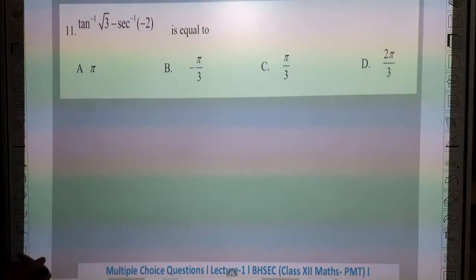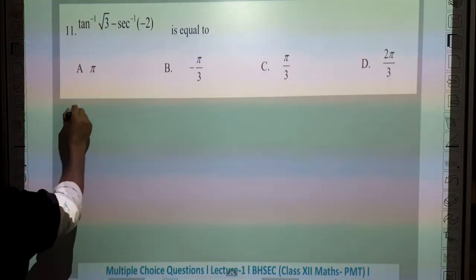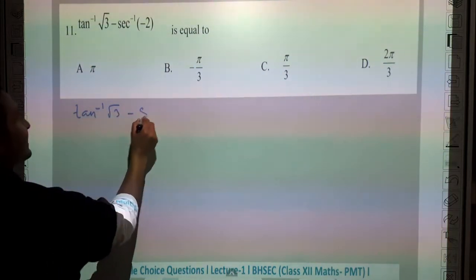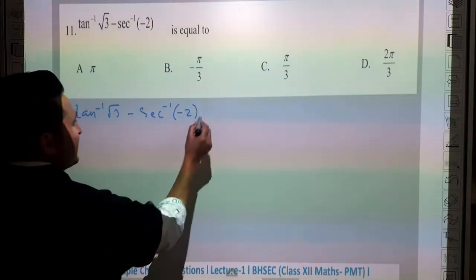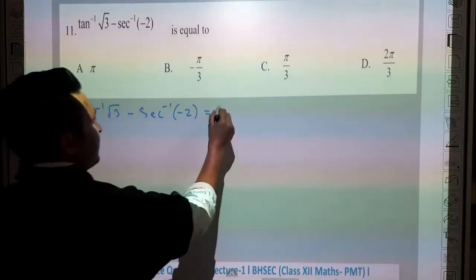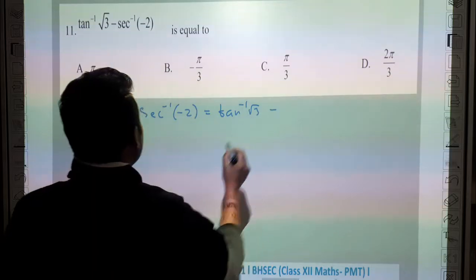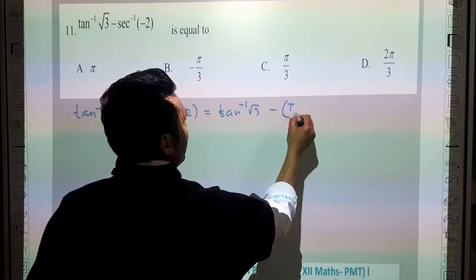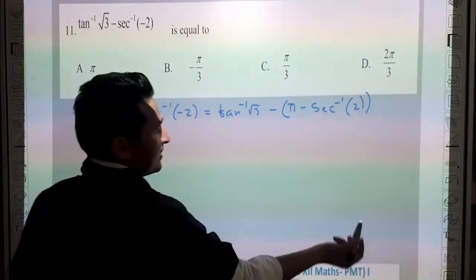Tan inverse root 3 minus secant inverse negative 2 is equal to, now we have to find the value, right? So let's write this down. So it is tan inverse root 3 minus secant inverse negative 2. So if we rewrite this one, it is tan inverse root 3 minus, this can be written as, secant inverse minus 2 can be written as pi minus secant inverse 2. Okay? This relation, I think you know it.